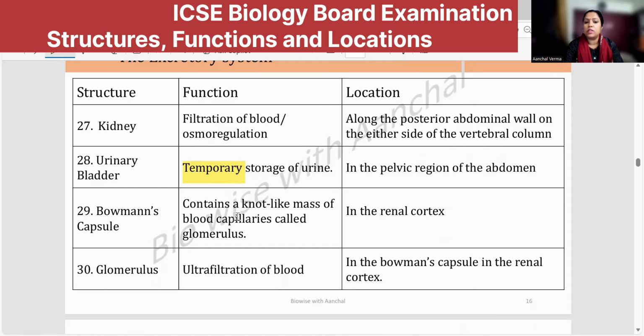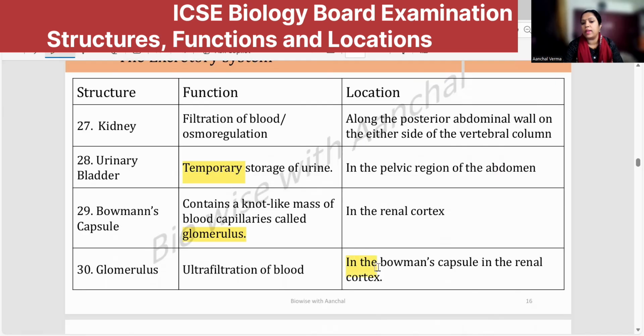Bowman's capsule contains a knot-like mass, the glomerulus, for ultrafiltration. Basically, it just holds the glomerulus. The main function of ultrafiltration is done by the glomerulus only, and it is present in the renal cortex. Glomerulus: ultrafiltration of the blood in the Bowman's capsule in the renal cortex. This is the complete answer.